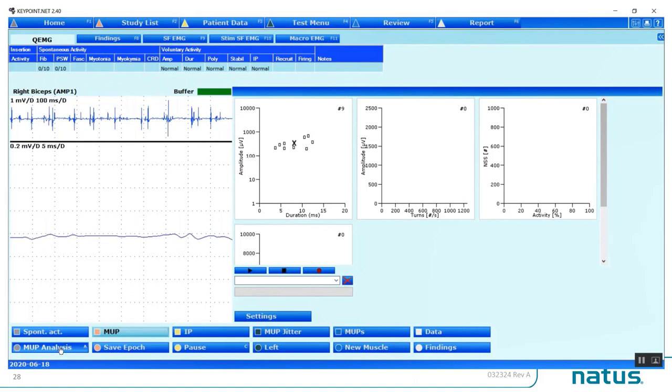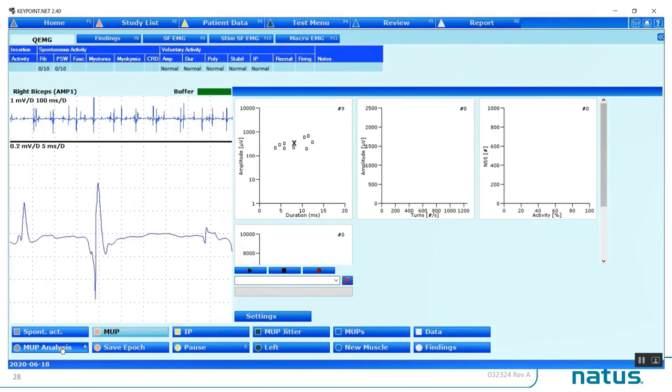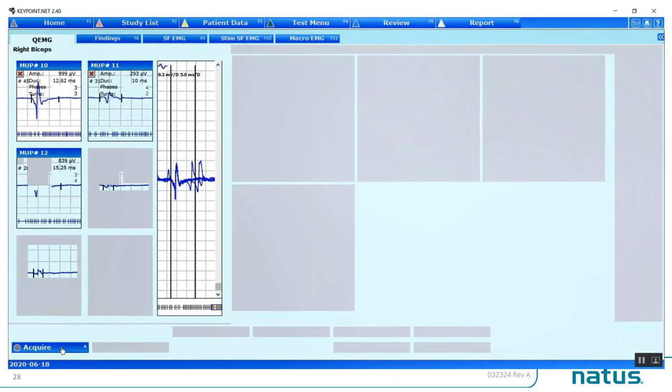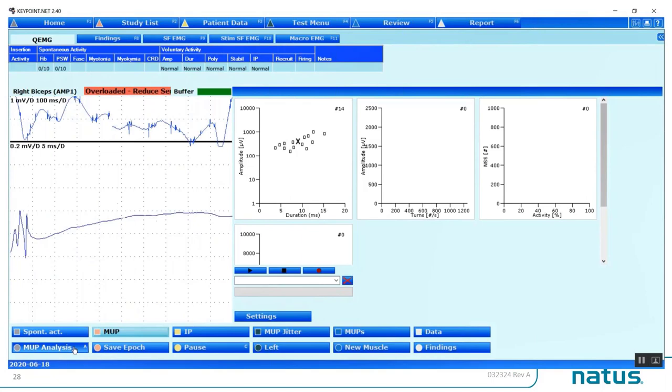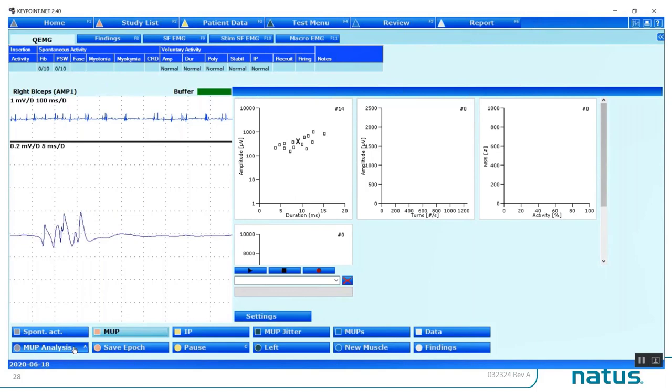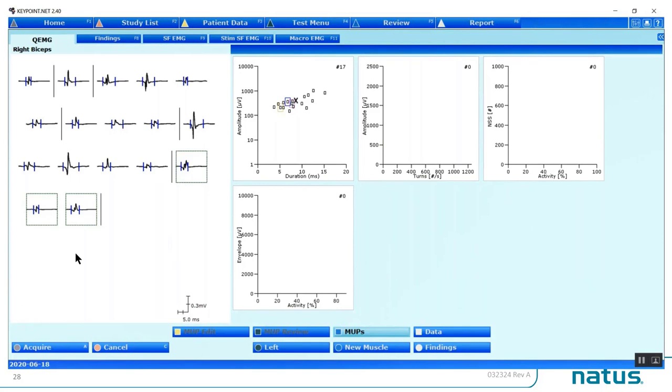Analyze this. And this time I'm able to analyze five different potentials from this site. Maybe I do one more site. Okay, so there are probably two motor unit potentials over here. One of them has a notch on the rising edge. Okay, so that was a minute and 40 seconds. I have got 17 motor unit potentials.